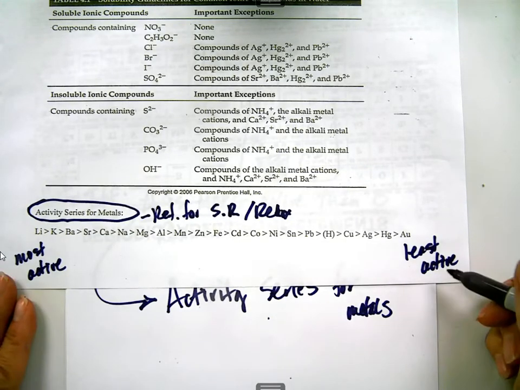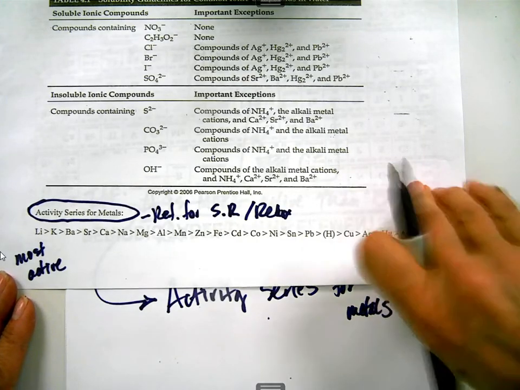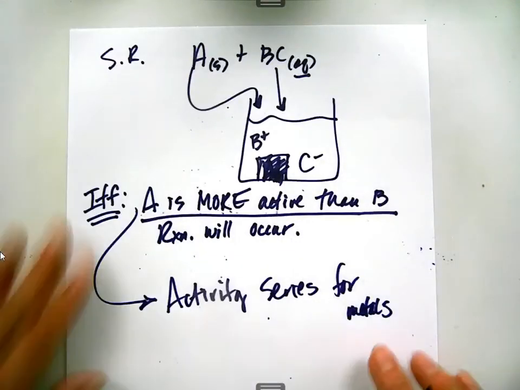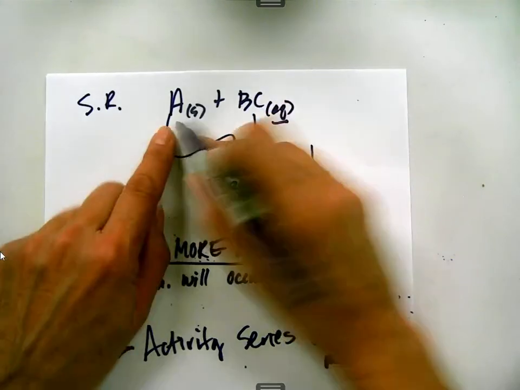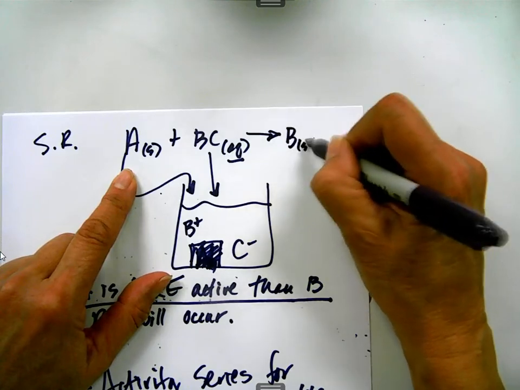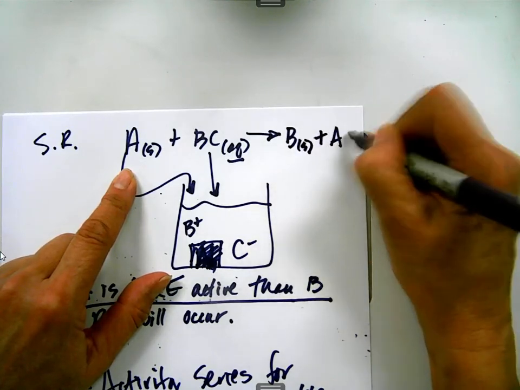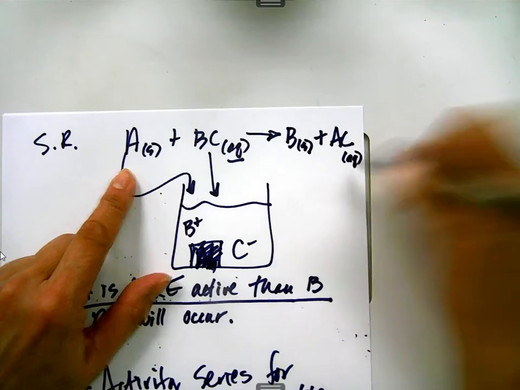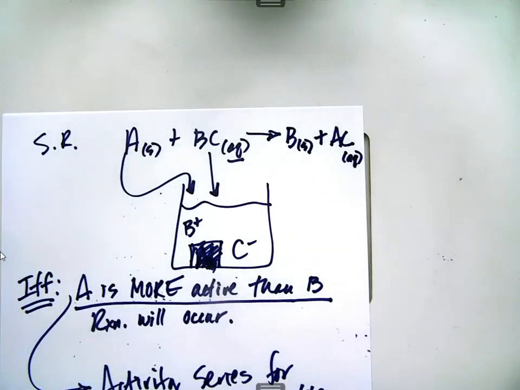But that's basically what you're going to use. So the activity series for metals is a helpful reference for this. So if A was more active than B, what would happen in my pretend equation here is B then would become a solid, and AC would now be my new aqueous solution. So that's the general form for the equation.